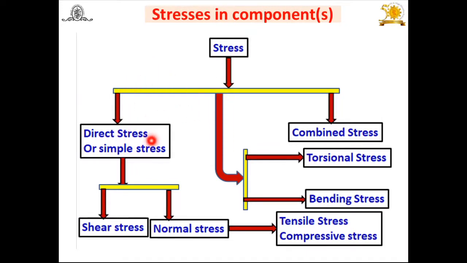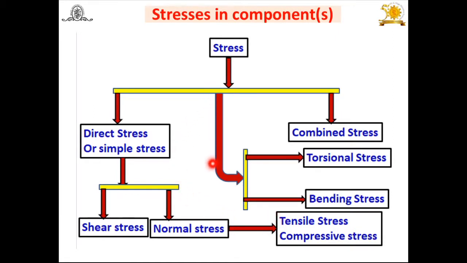The first one is the direct stress or simple stress. Direct means when the component is subjected to forces which are acting along its axis, directly, it may be a tensile force or a compressive force. Direct stresses induced in it are also known as simple stresses, and these are further classified into two types: shear stress and normal stress. Normal stresses are perpendicular to that plane, that is tensile stress or compressive stress. And another type is shear stress. That means direct stress is classified into two: shear stress and normal stress, and normal stress into tensile stress and compressive stress.